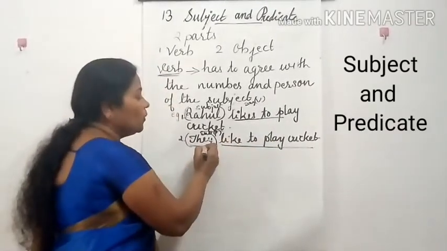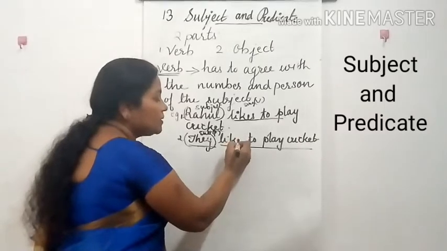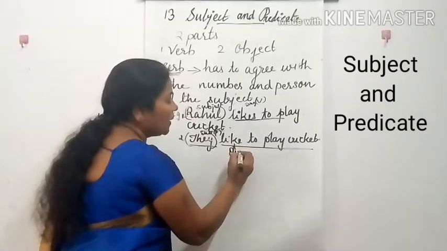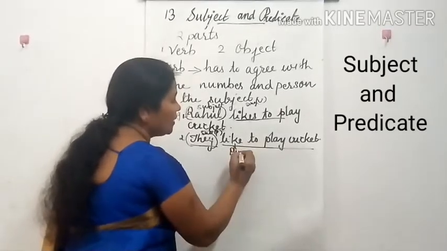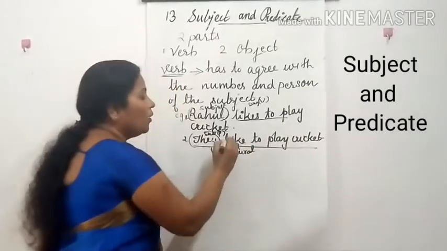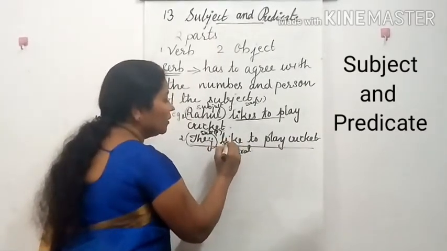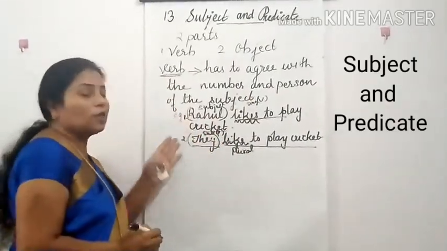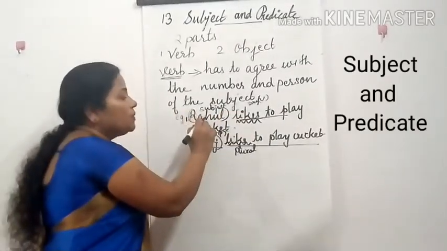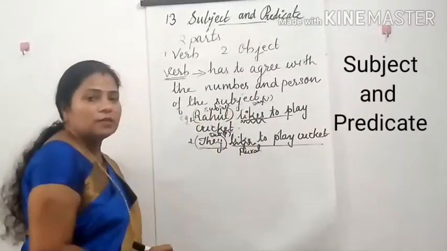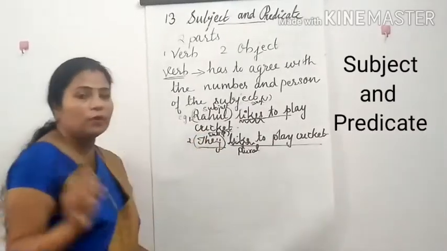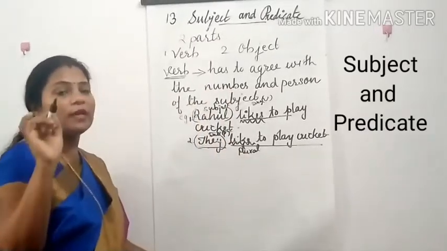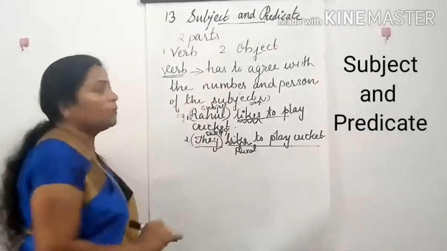So they is plural, and this is our verb, and since the subject is plural, the verb should also be plural. Our predicate is like to play cricket, and the verb is like. So we saw that the verb changes according to the subject. When the subject is singular, the verb becomes singular, and when the subject is plural, the verb becomes plural. So that's what we have to see in the predicate, that the verb depends upon the subject.